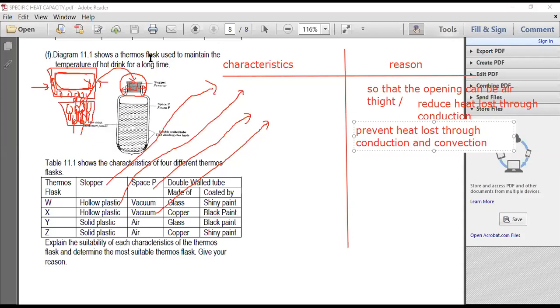Okay, now the double wall tube, here, the inside here, right? So the inside here we want to be a poor conductor of heat. So the double wall tube is made of glass. Okay, so the double wall tube made of glass. Okay, so the reason you can say, poor conductor of heat.